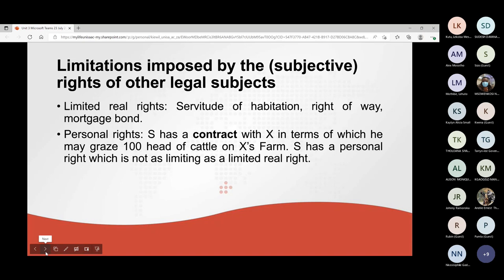S does not have a servitude, but has a personal right. This personal right is not as limiting as a limited real right, because S will only be able to enforce the right against X and not against X's successors in title, whereas in the case of a servitude, S would then be entitled to enforce the right against X and X's successors in title.